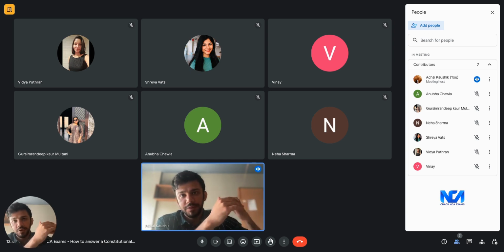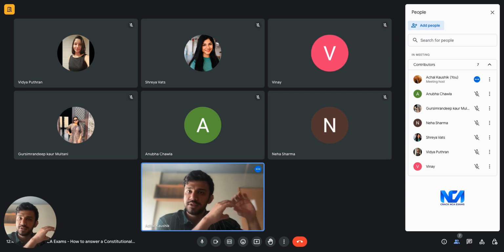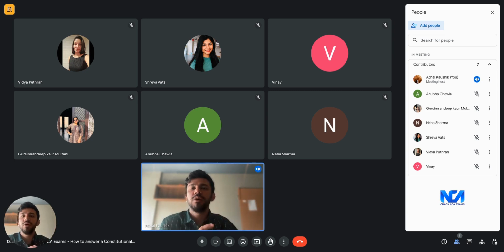Then we do the application. Then we do the analysis. We say, this was the rule, these are the facts, as per my understanding this is the situation. And then you conclude it by your own understanding.